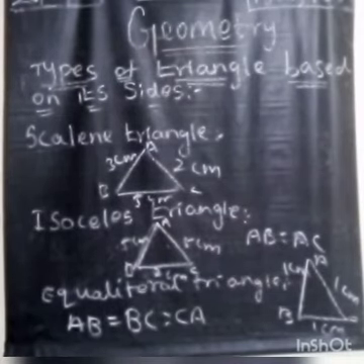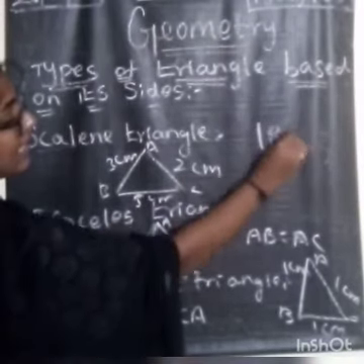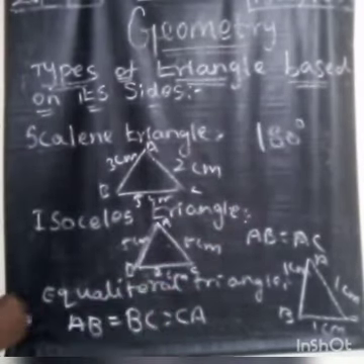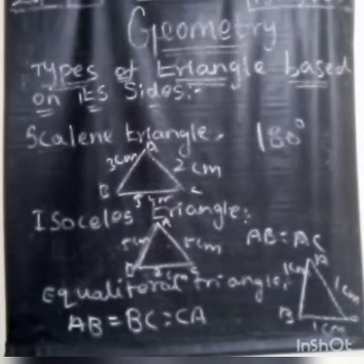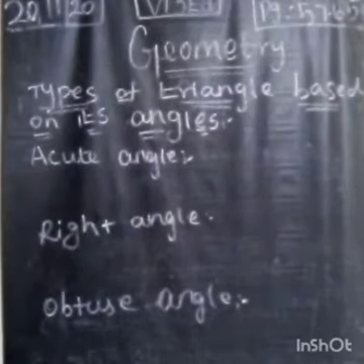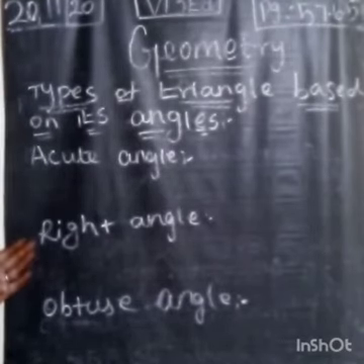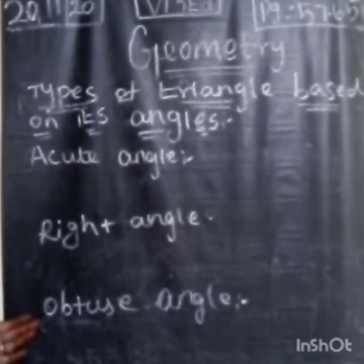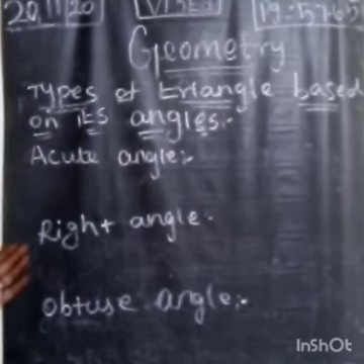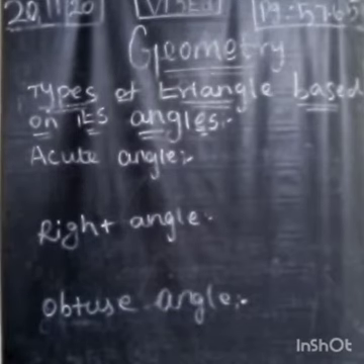The sum of the three angles of a triangle is 180 degree. Okay. Next we move on to the types of triangles based on their angles. The triangles are acute angle, right angle and obtuse angle. Acute angle triangle, right angle triangle and then obtuse angle triangle.